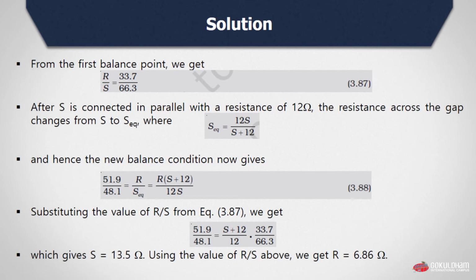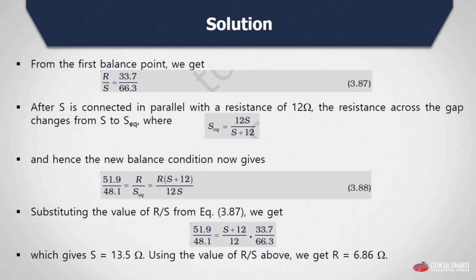We get that value because according to our equation of R by S, we have the formula R by S is equal to L1 by 100 minus L1. Here our L1 value is 33.7. So in the denominator we have 100 minus L1. When we divide 100 minus 33.7, we get 66.3, and hence we got these values.